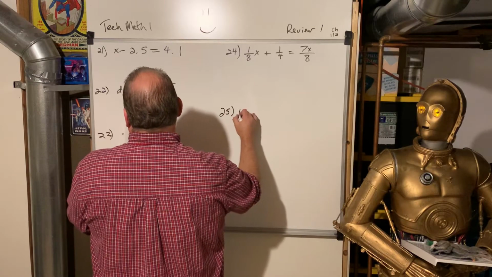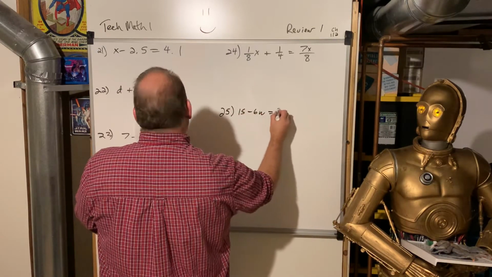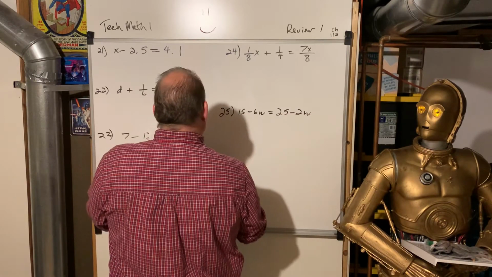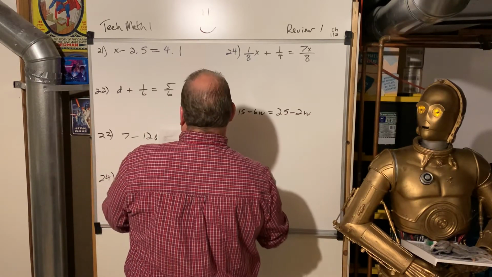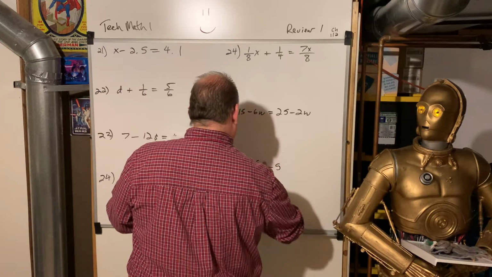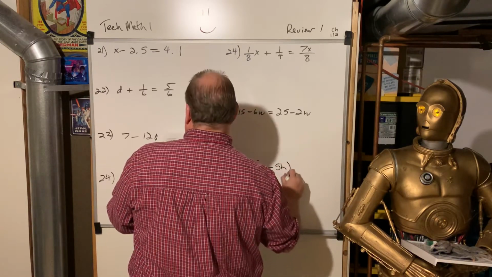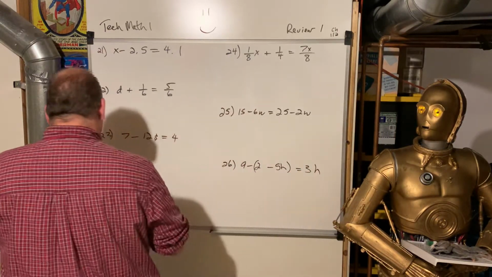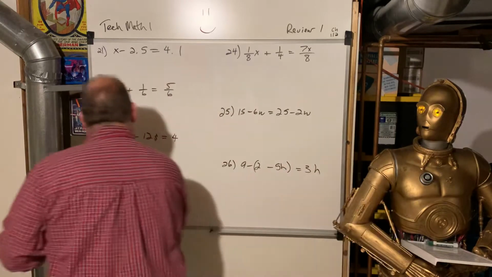25: 15 minus 6w equals 25, that's 2w. 26: 9 minus 2 minus 5h equals 3h. Okay, so let's work these problems.